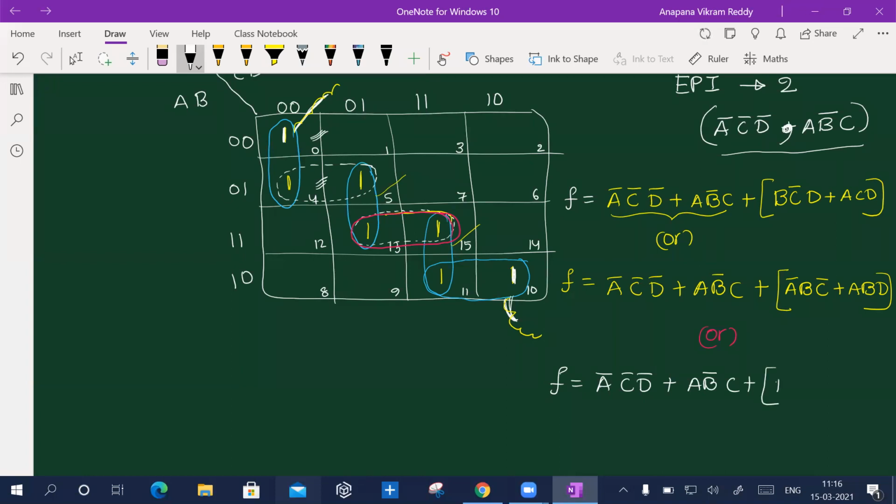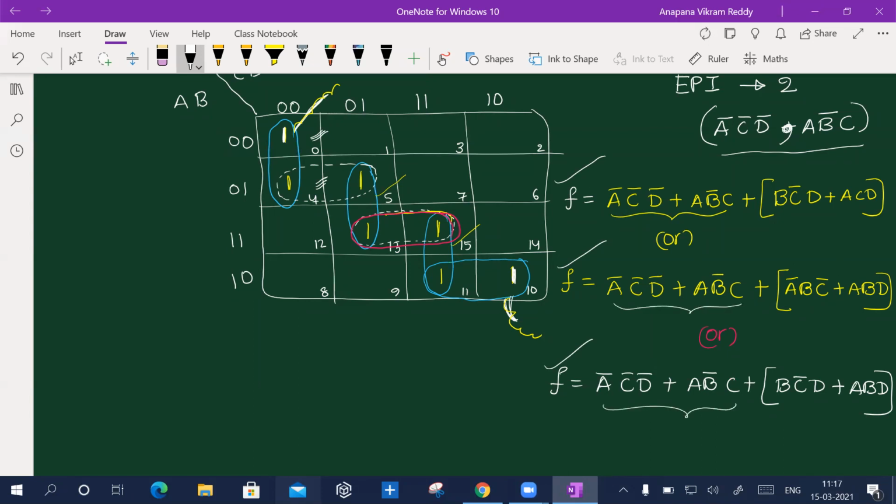Any other option I have? I have like this: BC complement D, or ABD. You can check. That means any of these three is okay. Either I can go with this or this or this. No problem, anything is correct. But what is common here? EPIs are common, you see.